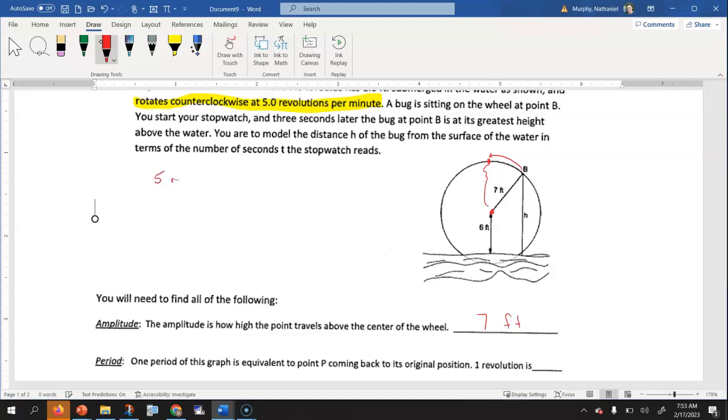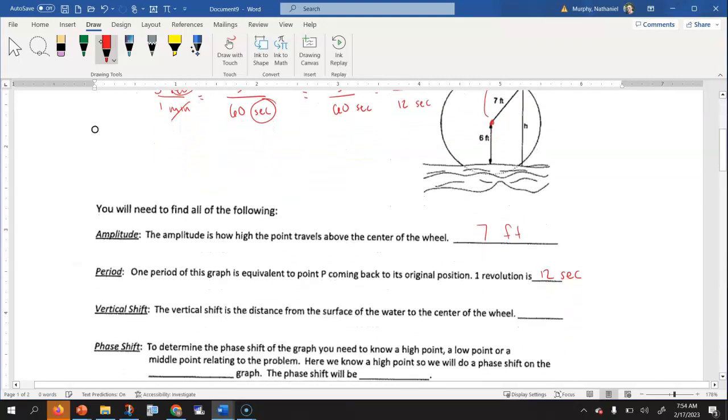So remember, we have 5 revolutions in 1 minute, and I know that 1 minute is 60 seconds. So again, I'm trying to figure out how many seconds 1 revolution would be. So remember, these would cancel out. So now I have my revolutions per second. So I would just have 5 revolutions in 60 seconds, which I can reduce to 1 revolution would take 12 seconds. So 1 revolution is 12 seconds. That's what we put down there. So that's the length of our period, and we're going to use that to figure out in a little bit what the horizontal stretch would be.